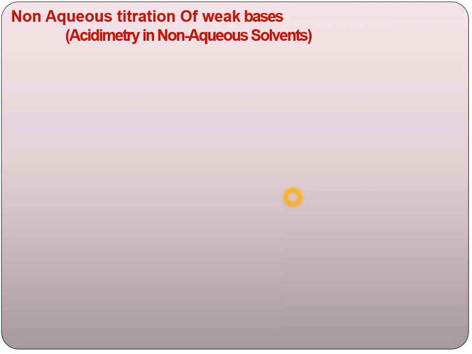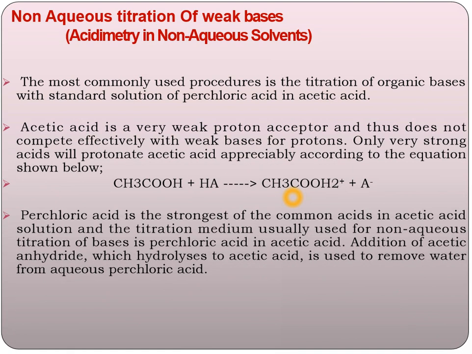So we can go into detail about non-aqueous titration of weak bases. This procedure is most commonly used in the titration of organic bases with a standard solution of perchloric acid in acetic acid. In this case, the weak base will be your sample, and the commonly used procedure is titration of this weak base against the standard solution of perchloric acid in acetic acid.